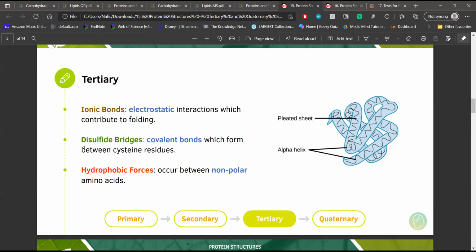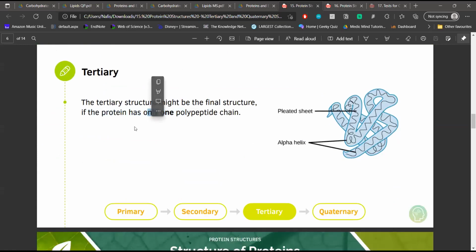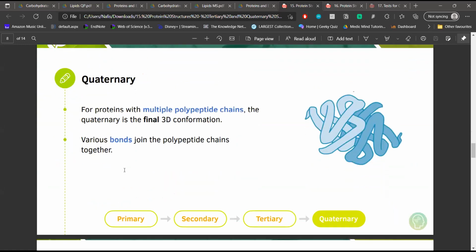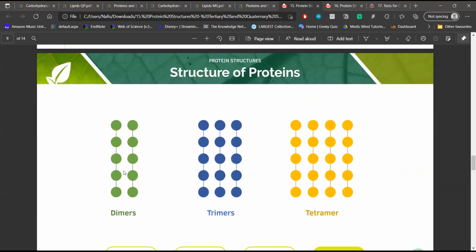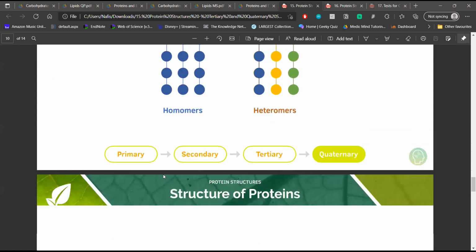Ionic, perfect. Yeah. Ionic bonds break very easily when subjected to pH, and basically that causes protein denaturing. The tertiary structure might be the final structure if there was only one polypeptide chain, but remember, quaternary is how different polypeptide chains come together. So we can have dimers, two polypeptide chains, trimers, three chains, tetramers, four chains, and you can either have homomers or heteromers.